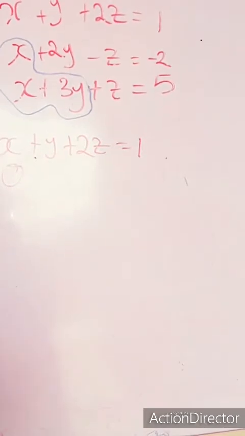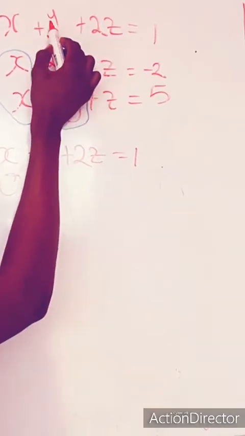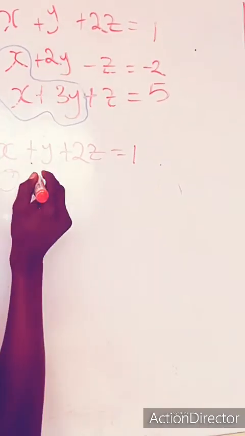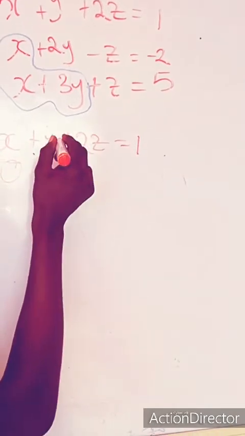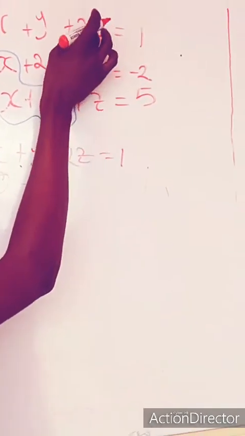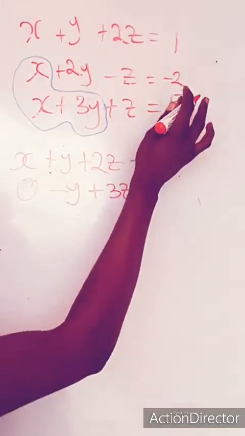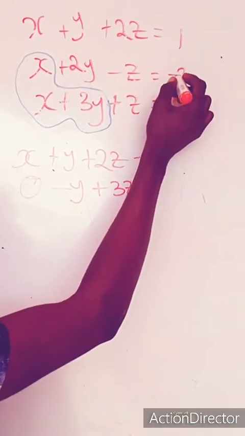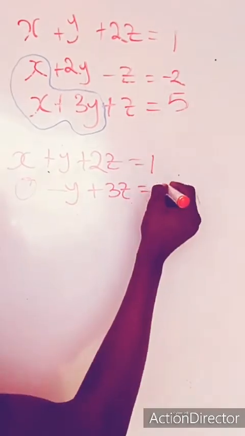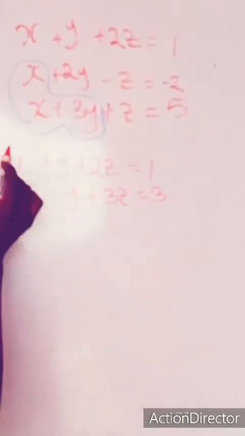That's fine. Now the same thing, you subtract this one from this. This is y. You are subtracting 2y from it. You have minus y. And now this is minus z. You are subtracting it from 2z. That will give you plus 3z equals to this side. So you do the same thing. This is minus 2. Subtract it from 1. You have 3. So we'll come down to row 2.